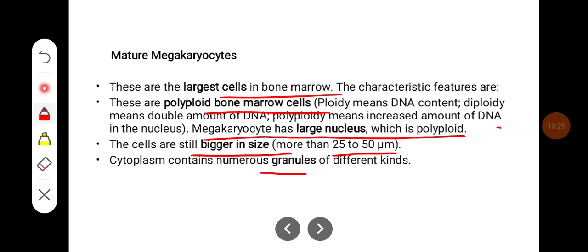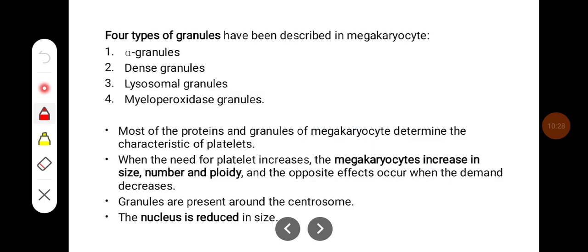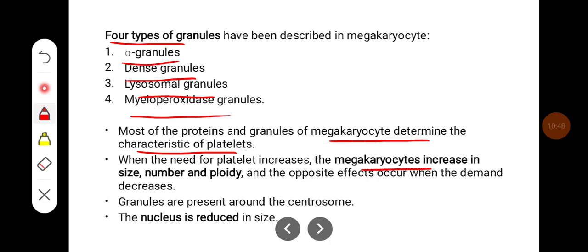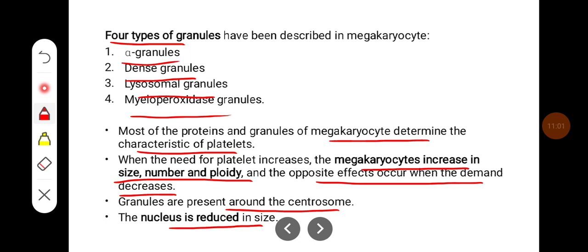Cytoplasm contains numerous granules of different kinds. There are four types of granules which have been described in megakaryocytes: alpha granules, dense granules, lysosomal granules, and myeloperoxidase granules. Most of the proteins and granules of megakaryocytes determine the characteristics of platelets. When the need for platelets increases, megakaryocytes increase in size, number, and ploidy, and the opposite effect occurs when demand decreases. Granules are present around the centrosome. The nucleus is reduced in size.